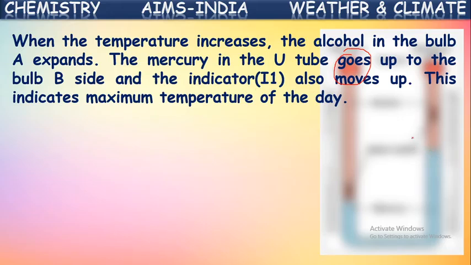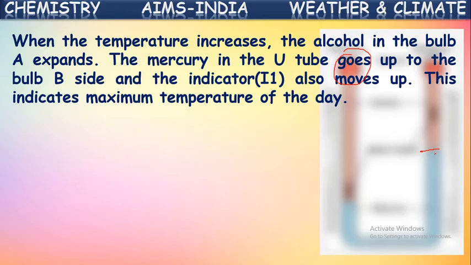And the indicator I1 also moves up. Here an indicator is kept in between this mercury and alcohol. So that our indicator also will move up. This indicates maximum temperature of the day. So the indicator kept in the second side or right side tube indicates the maximum temperature.